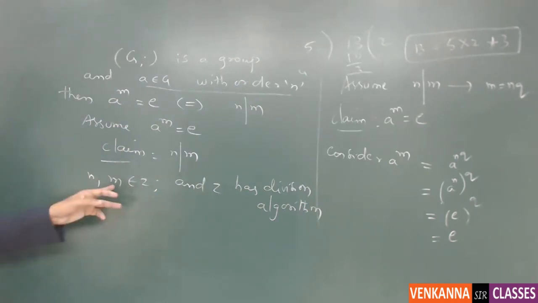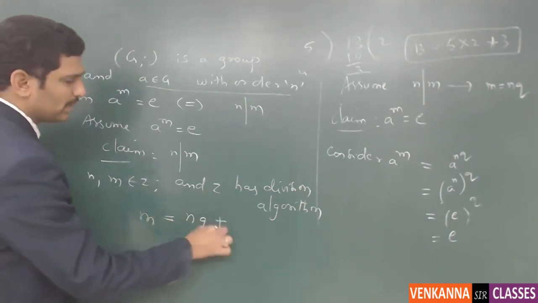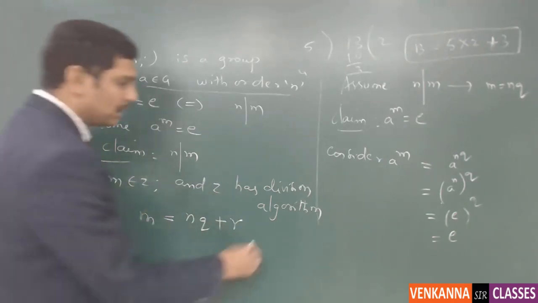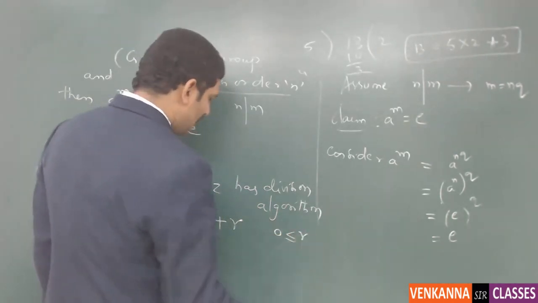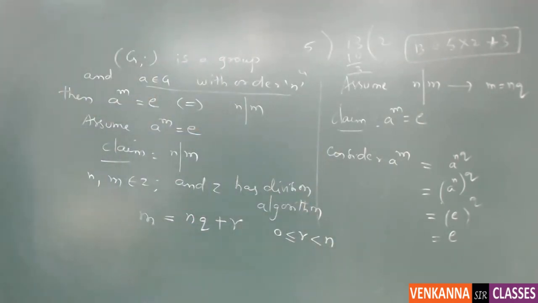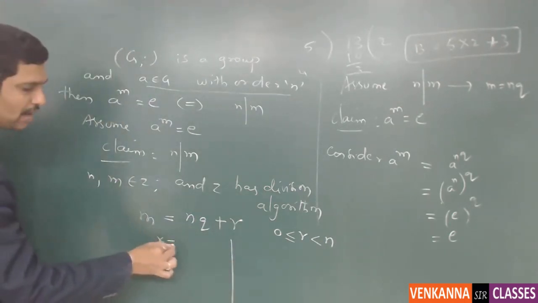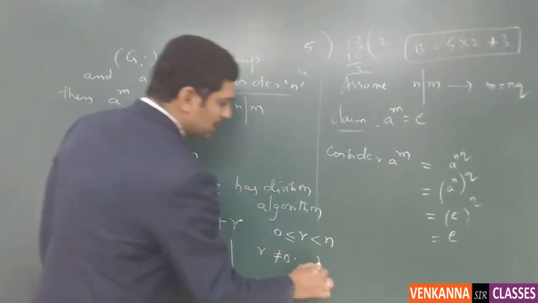So here also we apply the same technique. Since m is a big number, n is a small number, we can write it as m is equal to n into q plus r, where q is quotient, r is remainder, and the possibility for r is 0 less than or equal to r less than n, because we are dividing with n. So here you have got two things. r may be 0, r is not equal to 0, so that r is less than n.